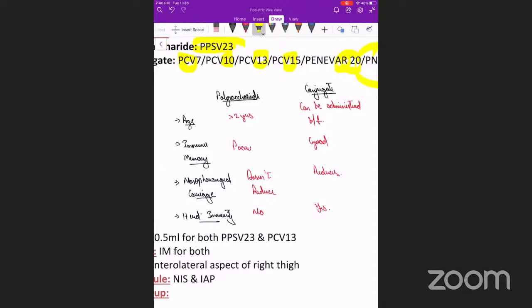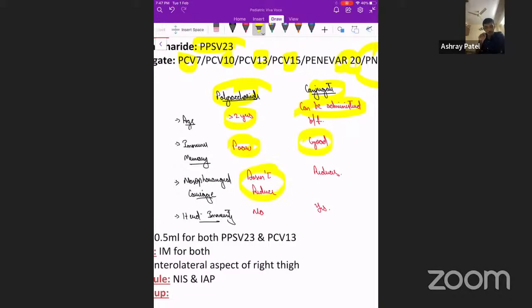Now, what are the basic differences? I've already told. Polysaccharide and conjugate vaccine. Polysaccharide is recommended in children aged more than 2 years because it activates the marginal zone lymph nodes, and that is not yet developed in children less than 2 years. And conjugate can be administered in children less than 2 years as well. Immune memory is poor with polysaccharide. Conjugate immune memory is good. Okay. Nasopharyngeal carriage, polysaccharide vaccine doesn't reduce, but conjugate vaccine reduces. And there's no herd immunity induced by polysaccharide vaccine, but herd immunity is good with conjugate vaccine.